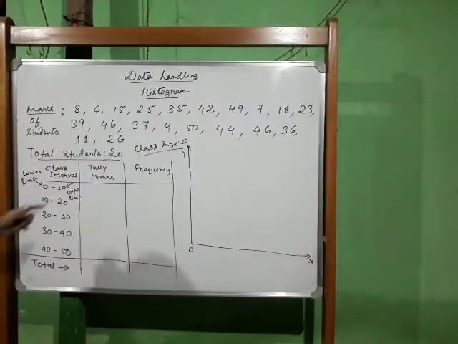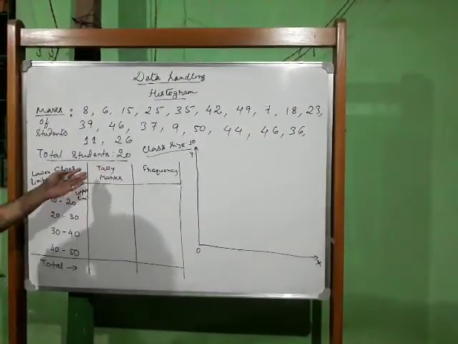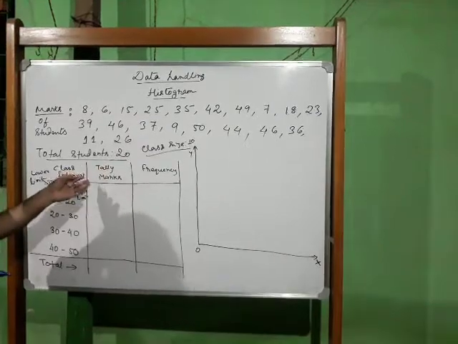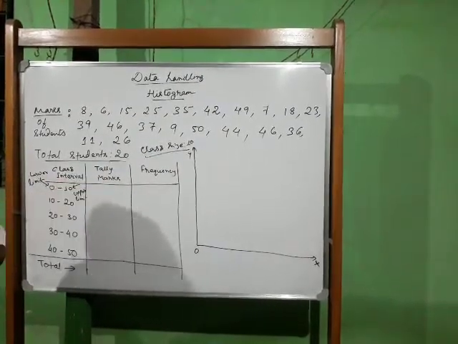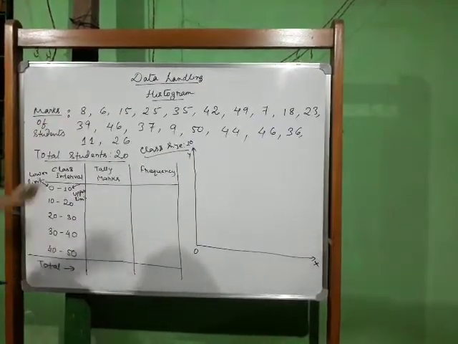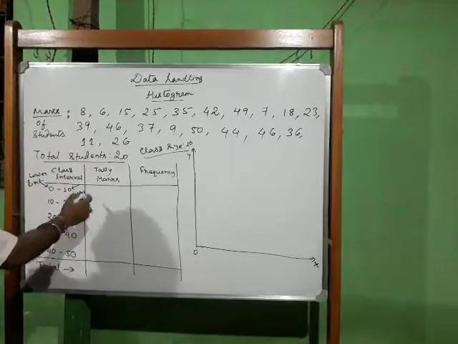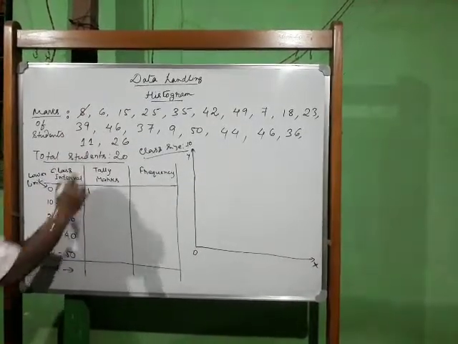Now, as you are familiar with tally marks from previous classes, in class 6 you have done tally marks, let us first do the tally marks. Now see 8. Where will I give the tally mark for 8? In the first interval. So let us give a strike here and make one column here.